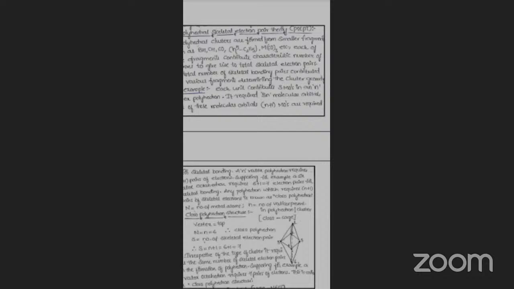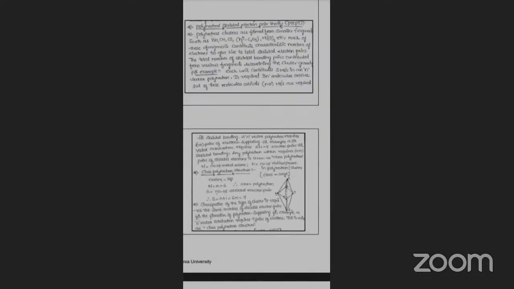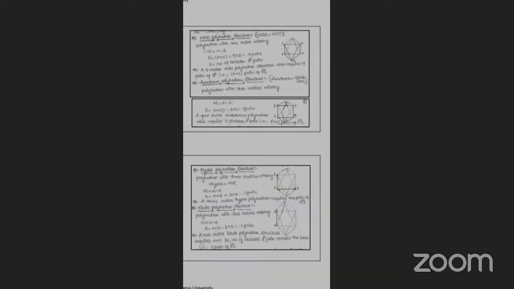We divide the total number of electrons by the number of metals. One equation is there. I will write that equation. That equation is not here, just wait. So how to count the electrons? One equation is there.